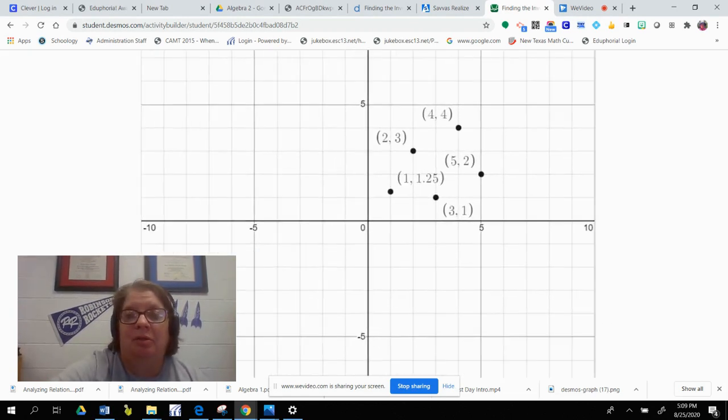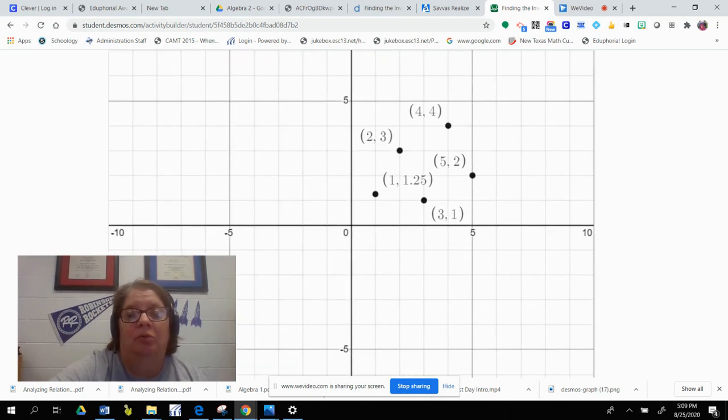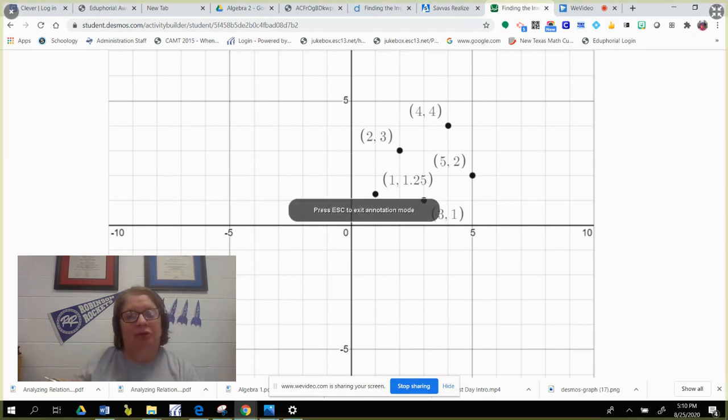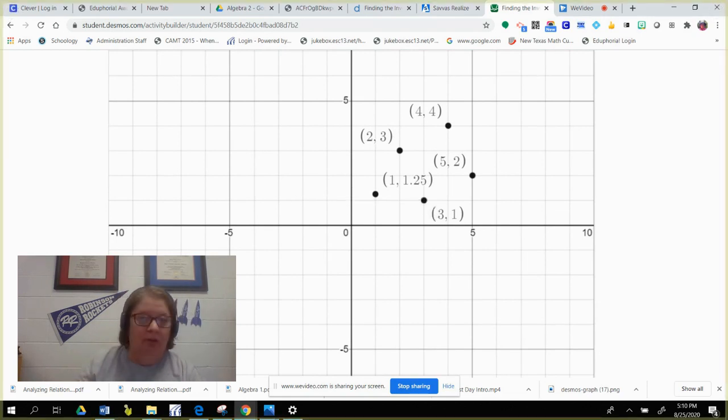Okay, for a graph, same process. We're going to switch the x's and y's. So we're going to take each one of these points and we're going to switch the x and the y, and we're going to make a new graph. The new graph will be the inverse of the original graph. Okay, so let's take these points. We have 3, 1. So that's going to be 1, 3.